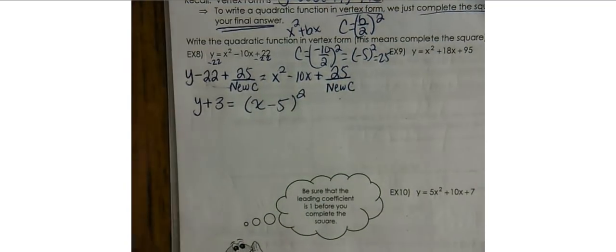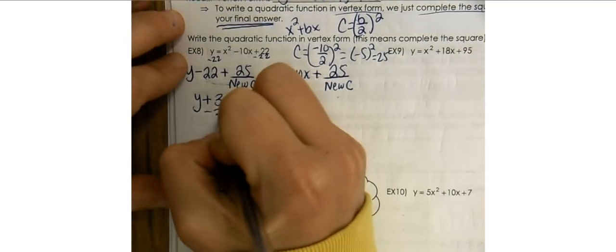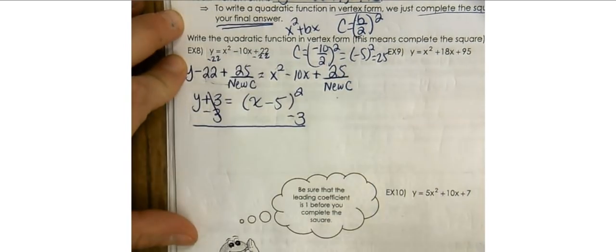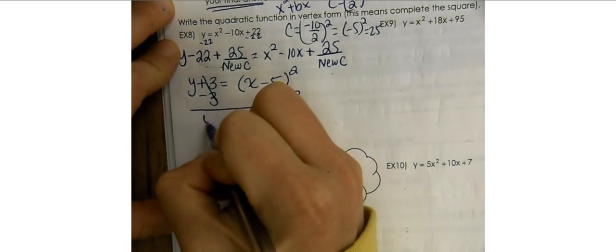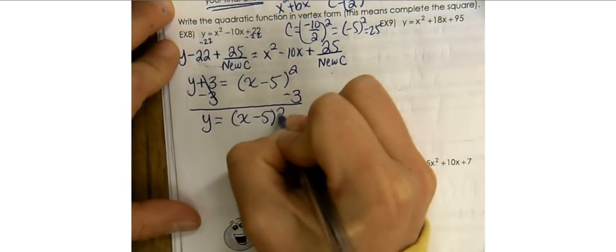Now, we're not going to take the square root of anything because we're not solving an equation. We're simply rewriting our equation from standard form into vertex form. So what I'm going to do now is get y alone by subtracting 3 on both sides. By doing that, we end up with y is equal to x minus 5 squared minus 3.